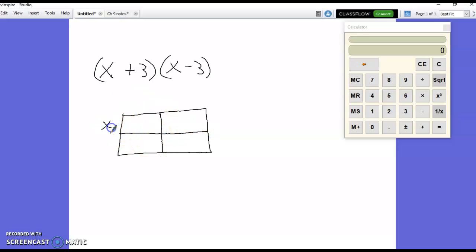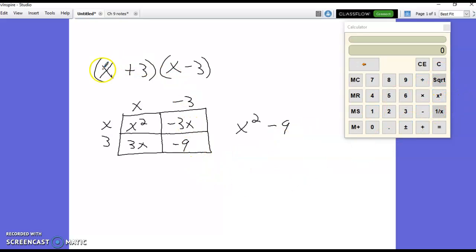So I have an x and a 3, an x and a negative 3 because of that negative. So this would become x squared. This would become 3x. This becomes a negative 3x. And this becomes 3 times negative 3 is negative 9. You notice that the 3x and negative 3x are going to combine to equal 0. So my answer would be x squared minus 9.